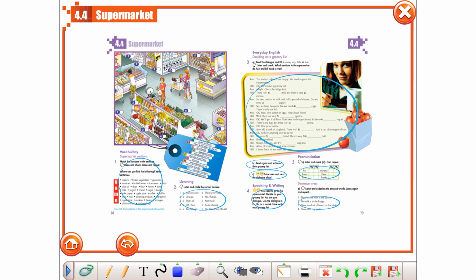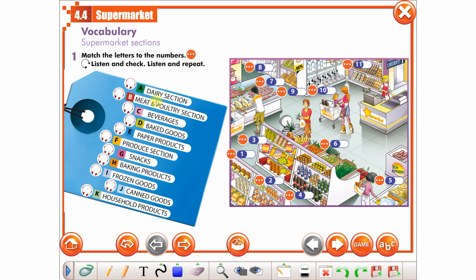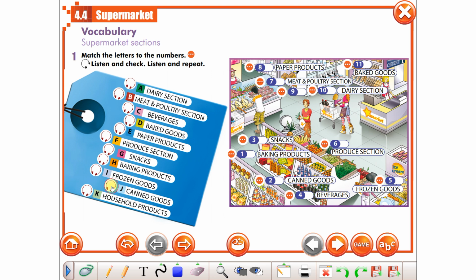Then the next point is the supermarket, and we will check the different sections, such as the dairy section, meat and poultry section, beverages, baked goods, paper products, produce section, snacks, baking products, frozen goods, canned goods, household products. Okay, so those are all the sections that normally are found in any supermarket.